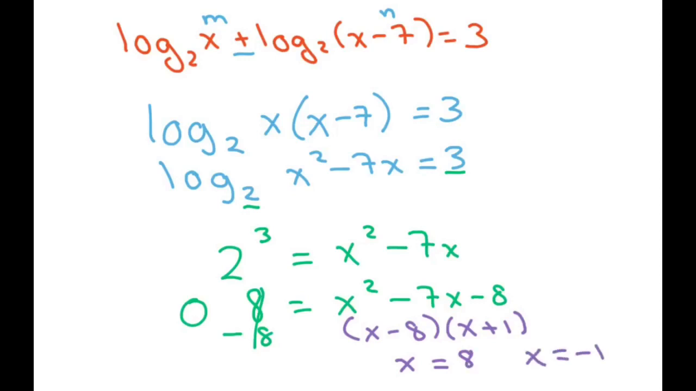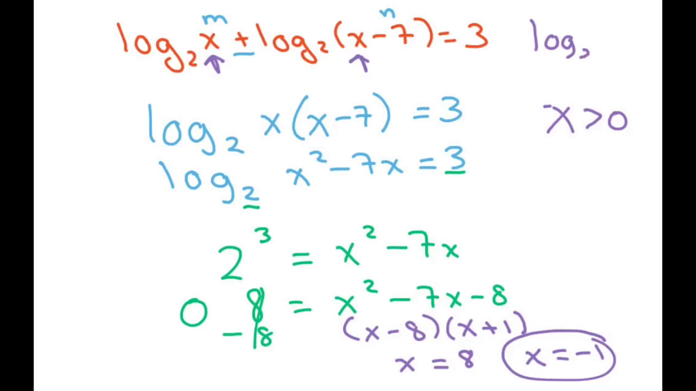If you notice, the 8, when you plug it in, works because it makes our quantities positive, and it satisfies our domain that x has to be positive. But in this case, we have negative 1, so you cannot have a log base 2 of negative 1. Also, it doesn't satisfy that one. So we only have one solution, and that is 8.